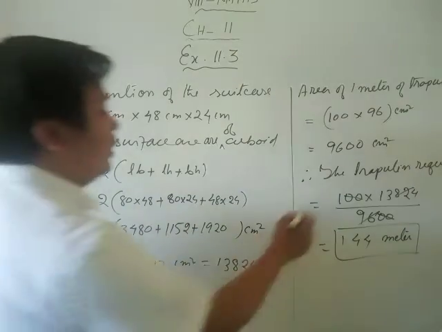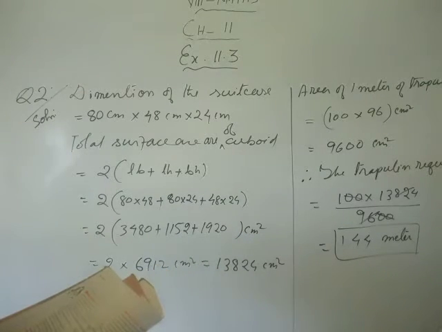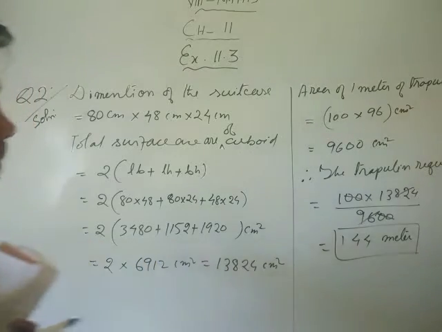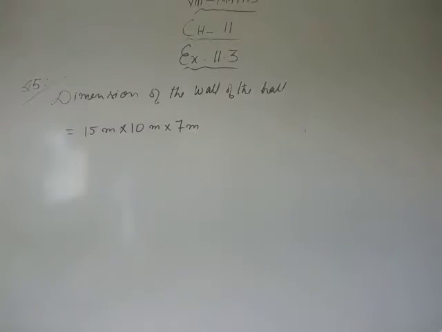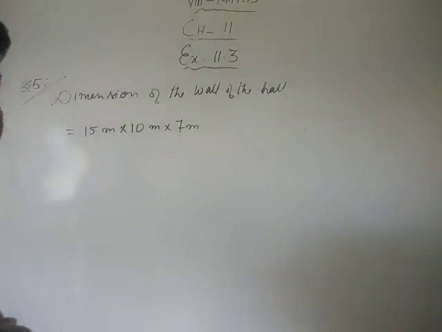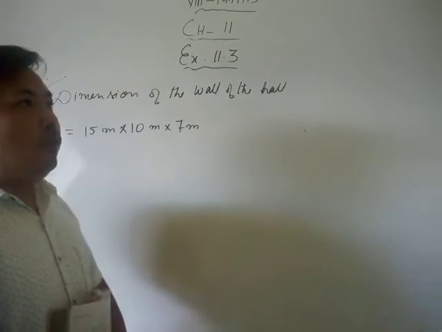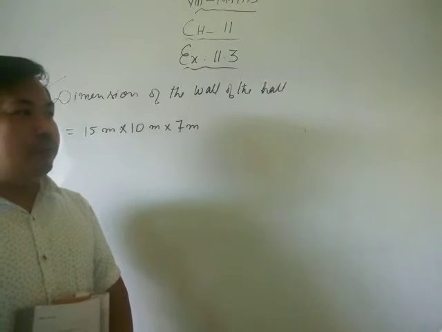Then we are going to the next question, question number 5. Okay, so question number 5. Next question. So my next question is question number 5. The question number 5 is saying that Daniel, one boy, used to paint the 4 walls and the ceiling of his room.